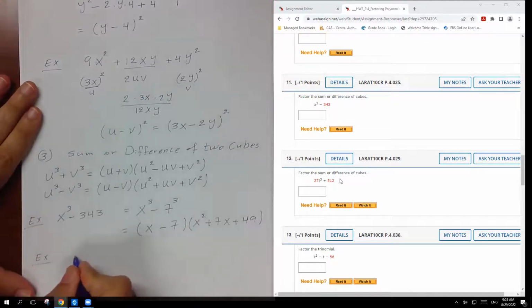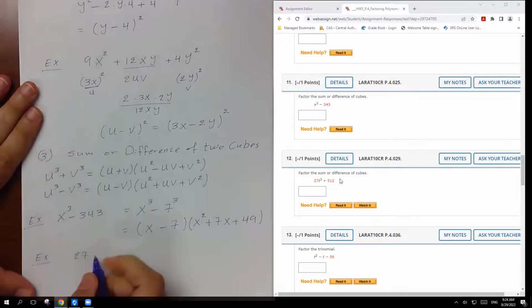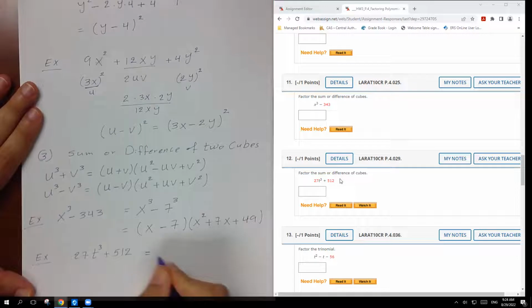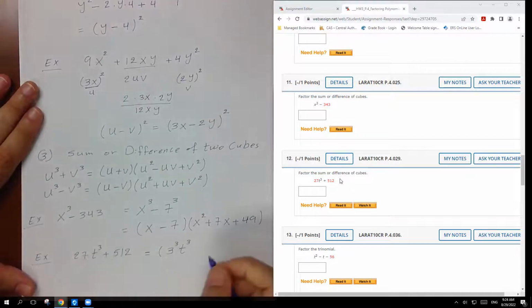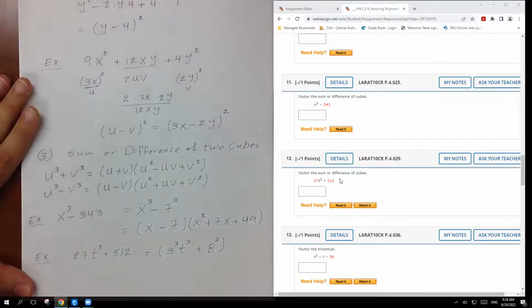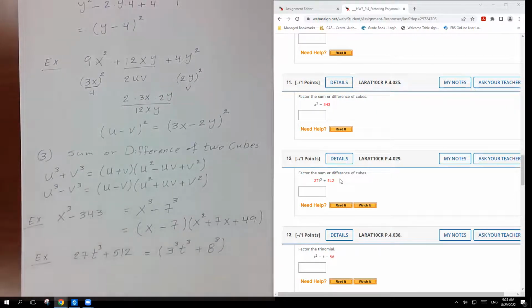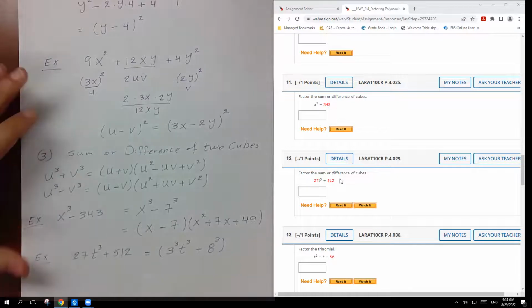So 27t cubed plus 512. So this one is going to be equal. The 27 I can write down as 3 cubed, and here is t cubed. So this term is already cubed. Plus 512, I can write down 512 as 8 cubed, because 8 times 8, 64. 64 times 8 is going to be 512.